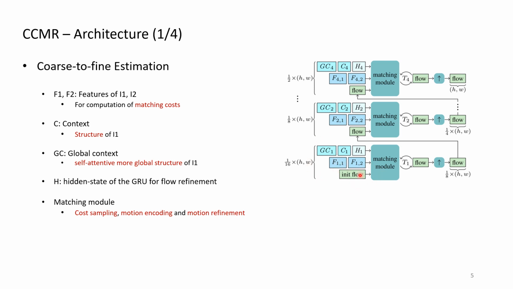F1 and F2 are image features from which we compute matching costs. I will explain that. And C is the context, GC is the global context, H is the hidden state of the GRU, which is inside this matching module. And the matching module has a few operations in it, including cost sampling, motion encoding, and refinement.